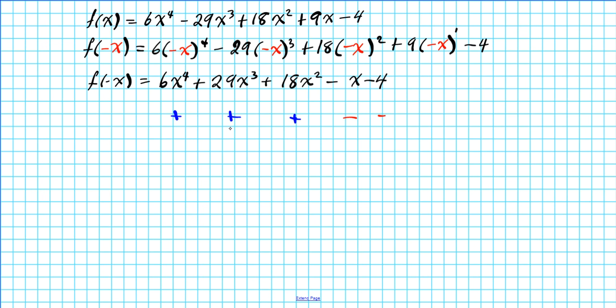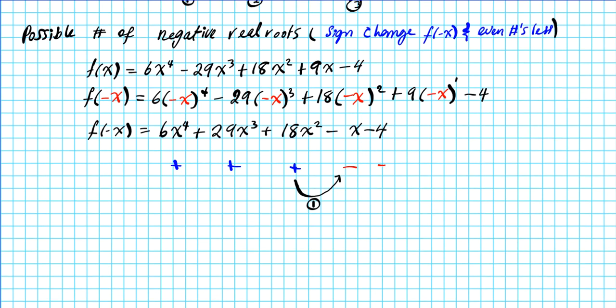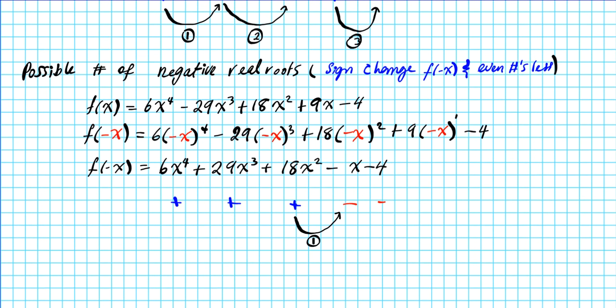So positive to positive, no sign change, that doesn't count. Positive to positive, no sign change, that does not count. Positive to negative, that's a sign change, that's the first one. Negative to negative, no sign change, that doesn't count. So according to Descartes' rule of signs, the possible number of negative real roots is exactly 1. Okay? An even number less than 1 takes us to negative numbers, which is not applicable here.